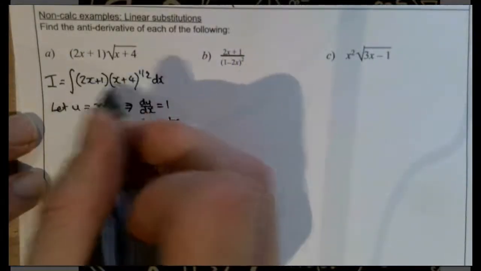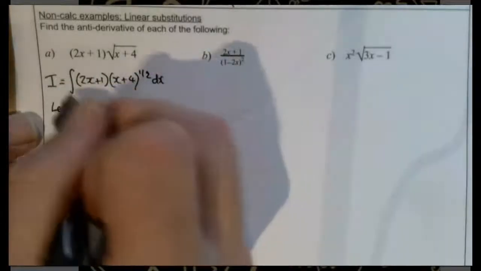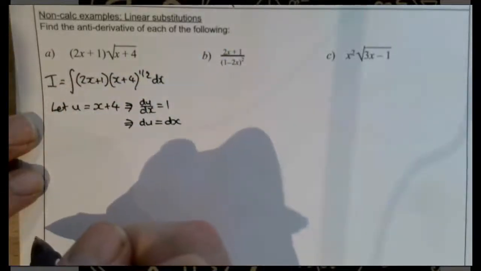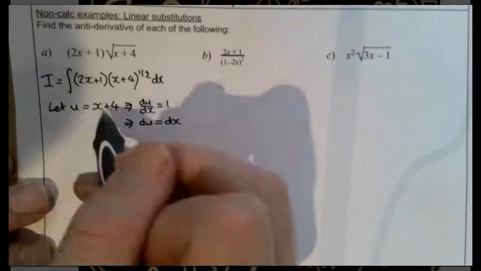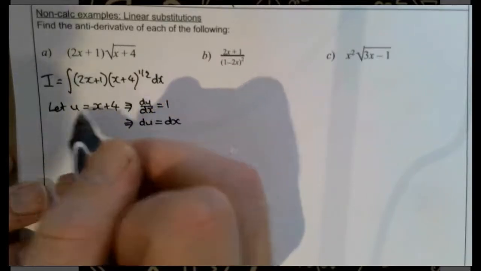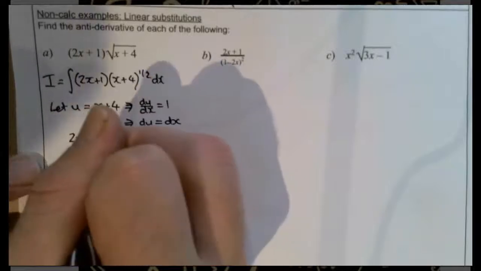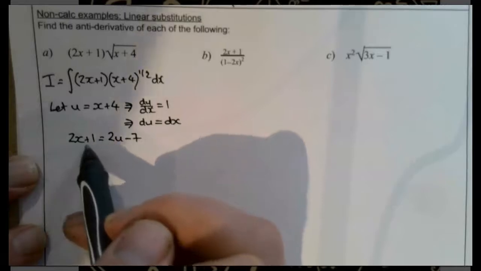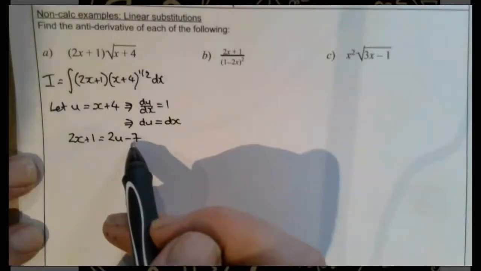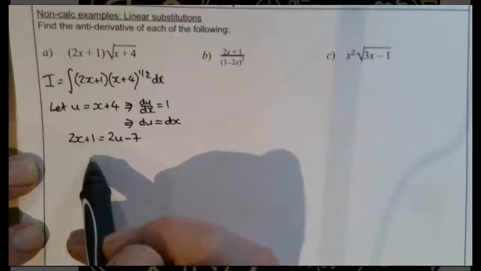The other thing I need to figure out as I do this is what 2x plus 1 is in terms of u. And this is where I just need to be a little bit crafty and clever with my algebra. 2x plus 1, if I multiply both sides of this by 2, 2u is 2x plus 8, so 2x plus 1 is going to be 2u take away 7. Have a little think about that. 2x plus 8 is 2u, so 2x plus 1 is 2u take away 7. Just being a little bit agile with our algebra now gives me the ingredients I need.